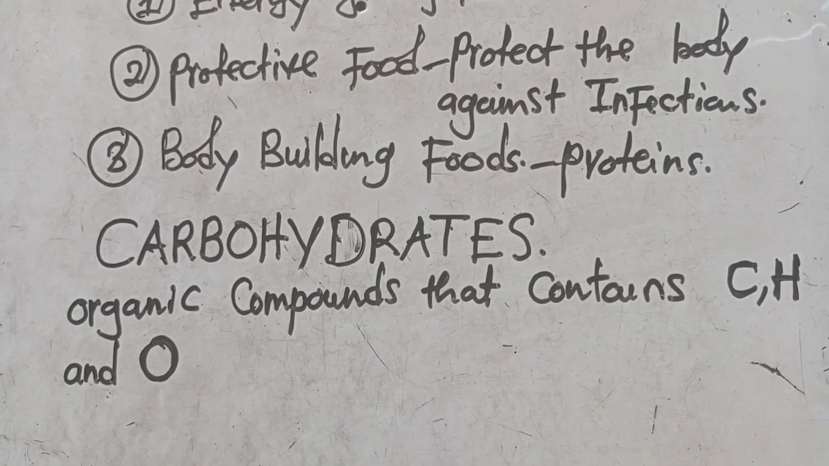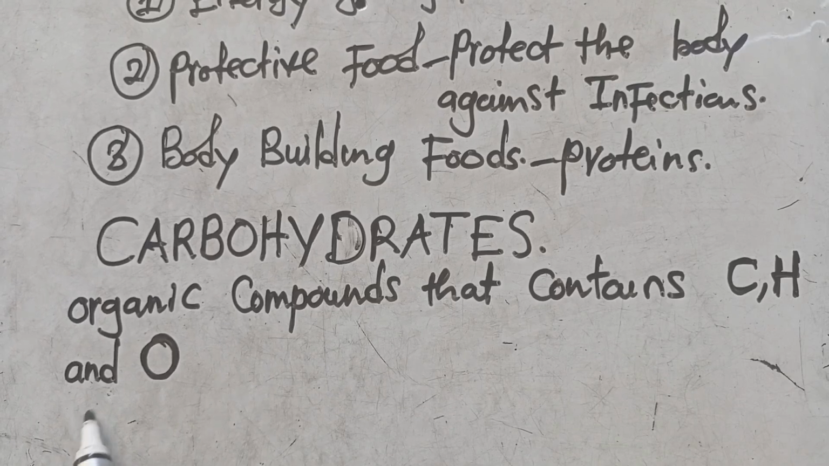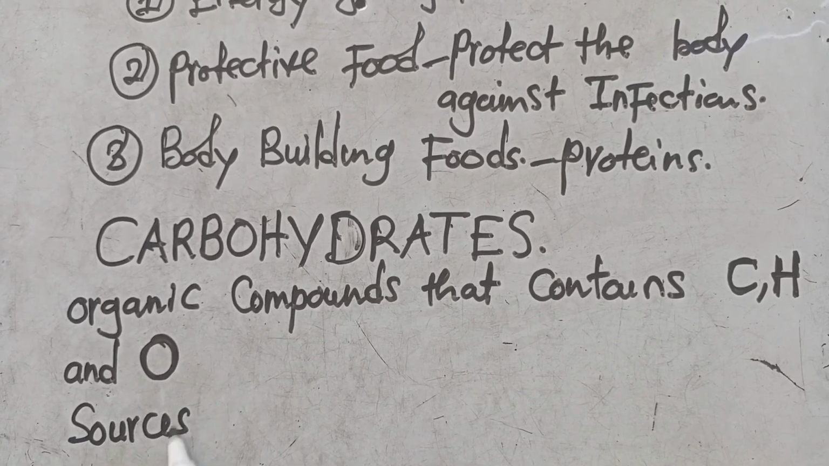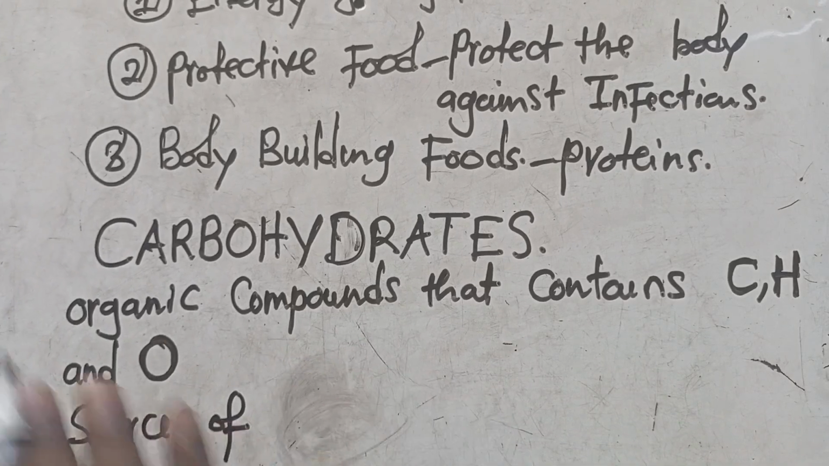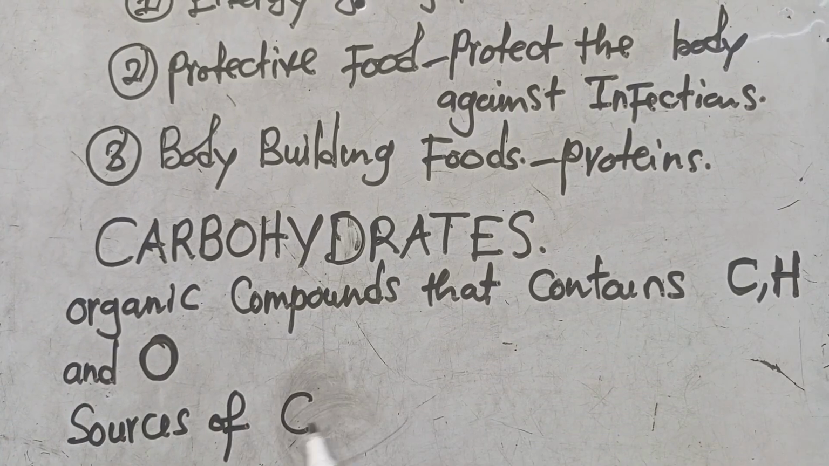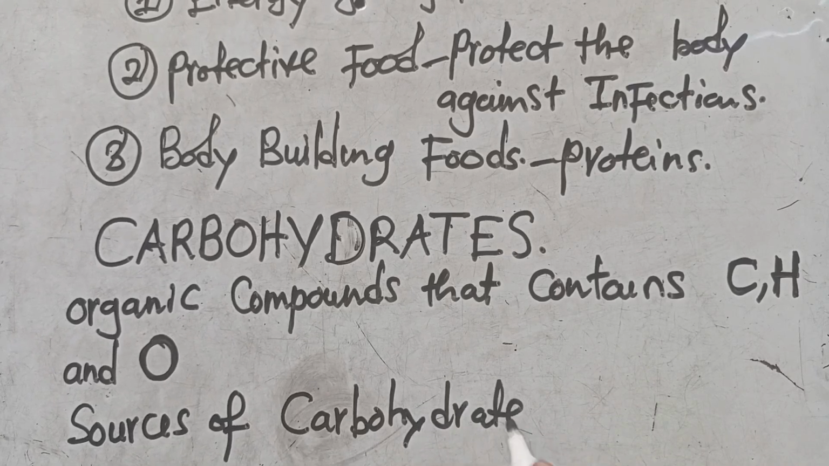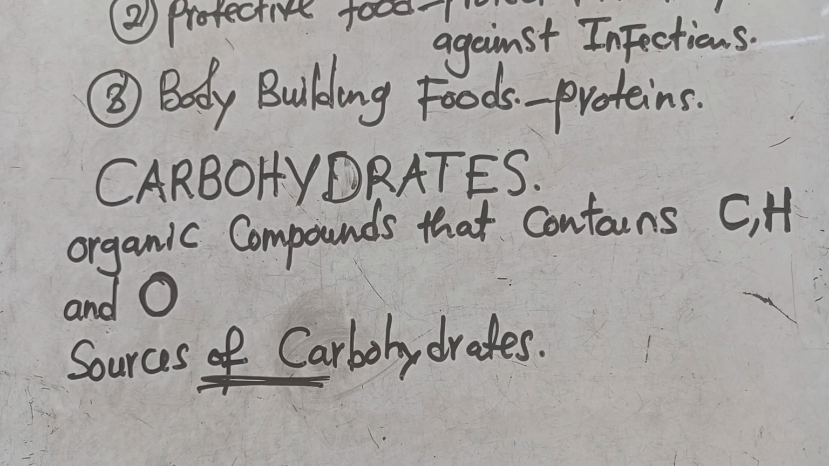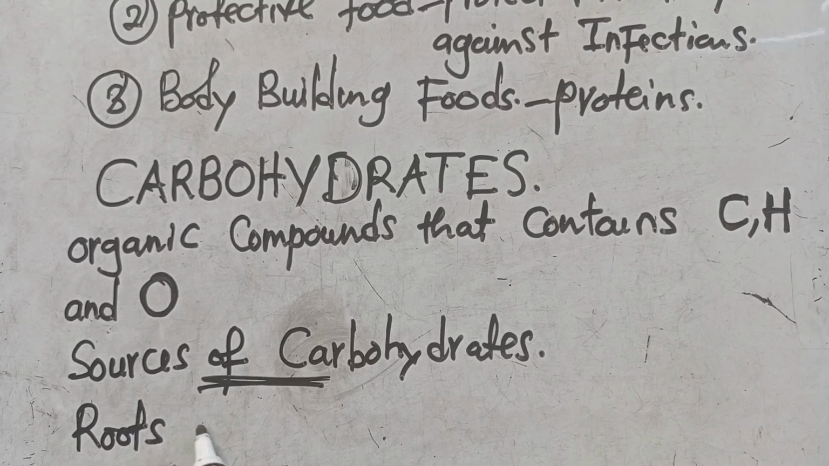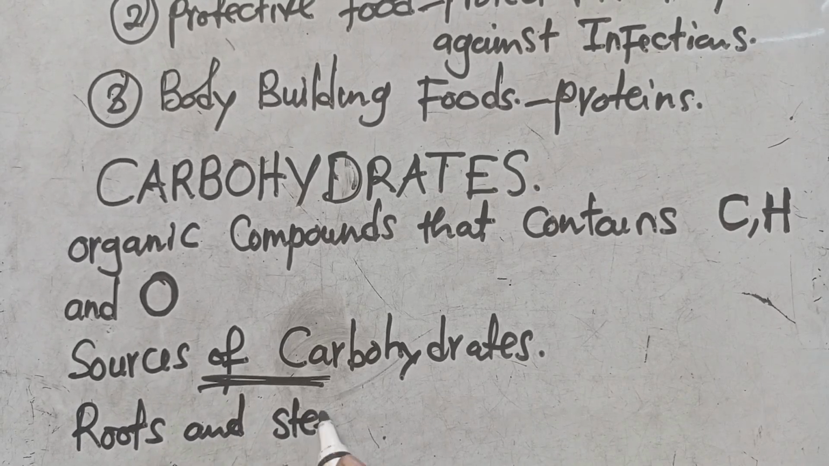So what are the sources of these same carbohydrates? So we go to sources. What are some of the sources of these carbohydrates? The sources of these carbohydrates, where do they come from? So number one, you discover that we get to have them from roots. We can talk of roots and what? Stems. We can have these carbohydrates.